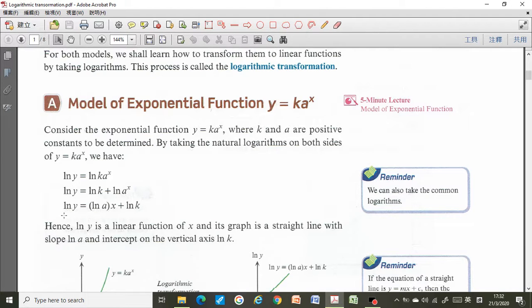Why do we get this one? You can see on the left hand side it is not y. So we use a symbol, capital Y, to represent this log y. And then this one, it is log a. And we have another symbol, we use a capital X. And finally, we have plus log k.